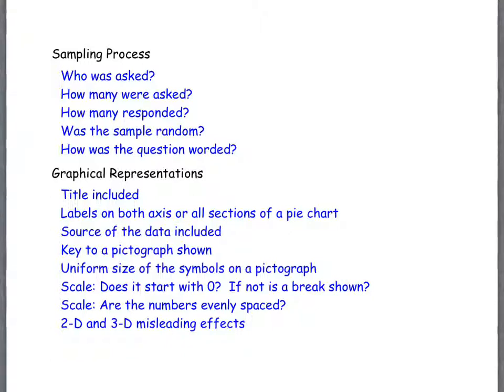Issue number one, is there a title? Do you even know what the graph is showing you is supposed to be for? It's a big deal. Are the axes labeled? Do you know that the bottom axis is in thousands of dollars, or is it in hundreds of dollars, or is it in dollars?